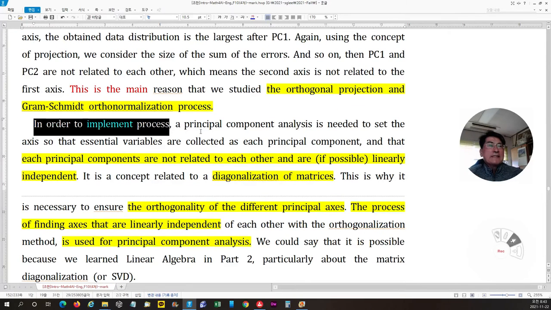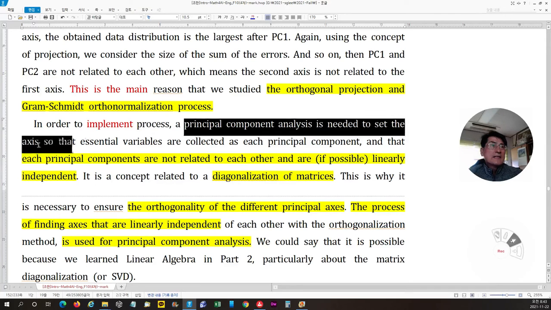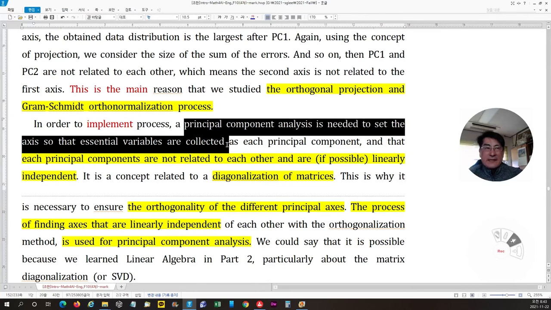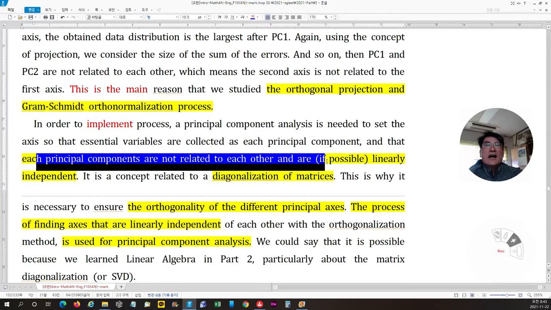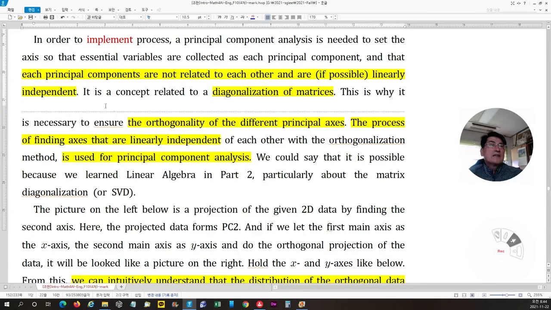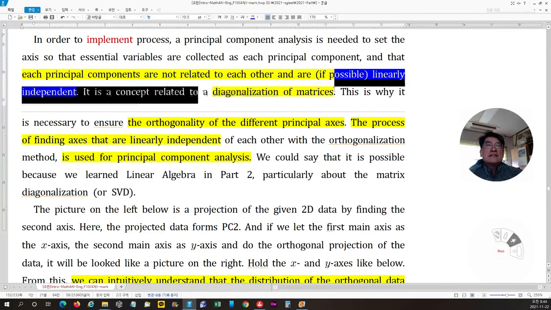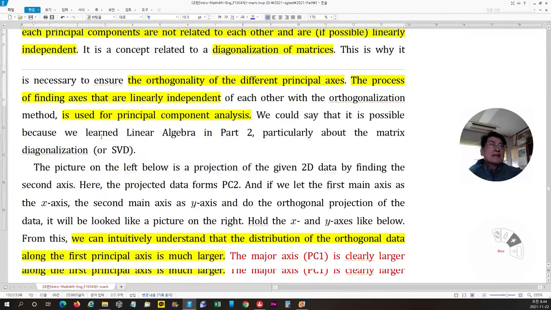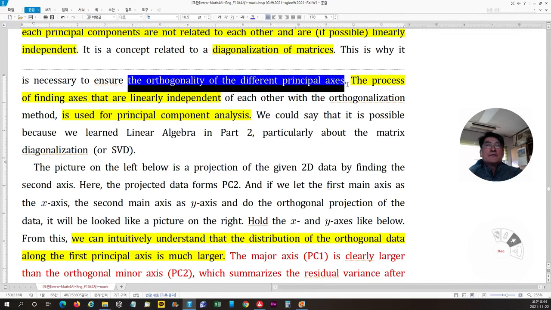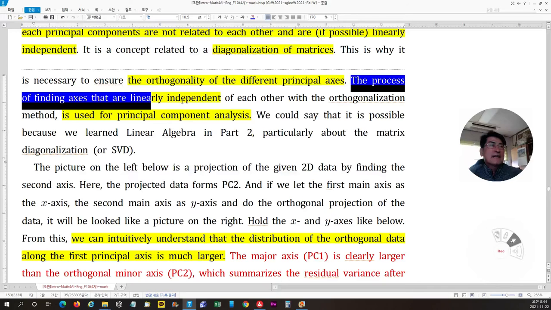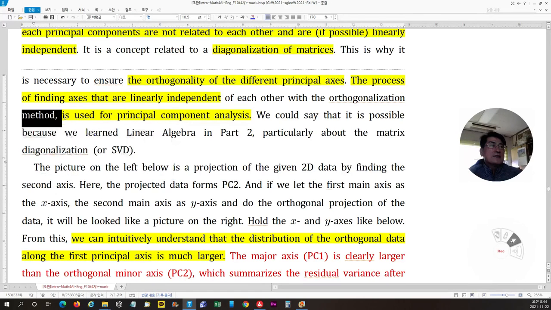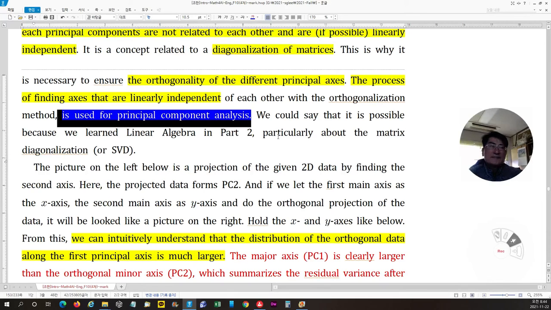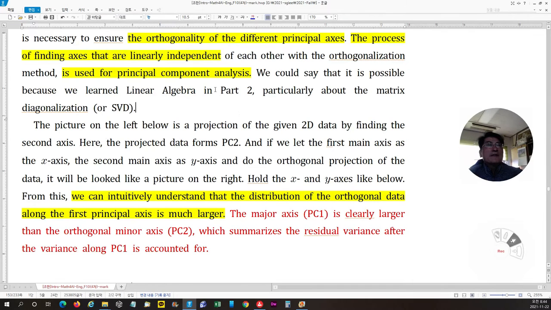In order to implement the process, a principal component analysis is needed to set the axes so that essential variables are collected as each principal component, and that the principal components are not related to each other and are, if possible, linearly independent. It is a concept related to the diagonalization of matrices. And this is why it is necessary to ensure the orthogonality of the different principal axes. The process of finding axes that are linearly independent of each other with the orthogonalization method is used for principal component analysis. This is why we have learned part 2, linear algebra, particularly the singular value decomposition.